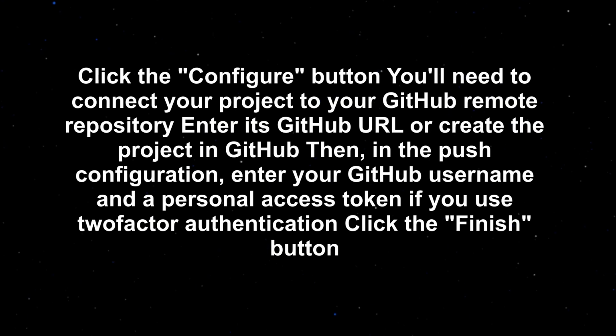Enter its GitHub URL or create the project in GitHub. Then, in the push configuration, enter your GitHub username and a personal access token. If you use two-factor authentication, click the Finish button.